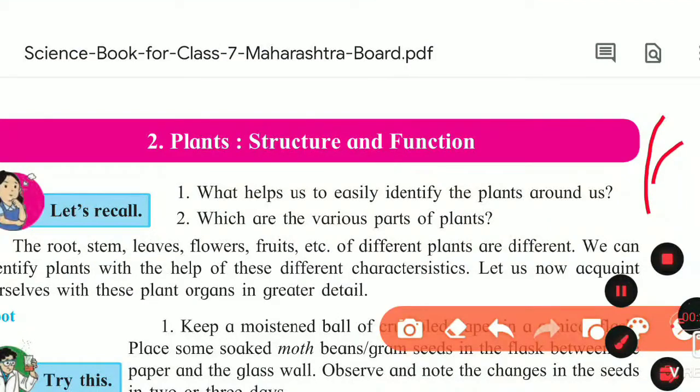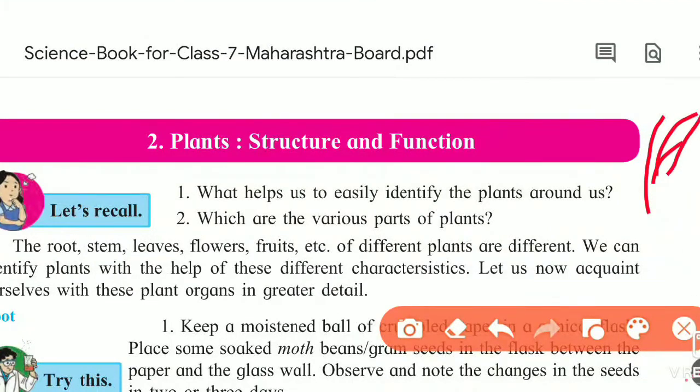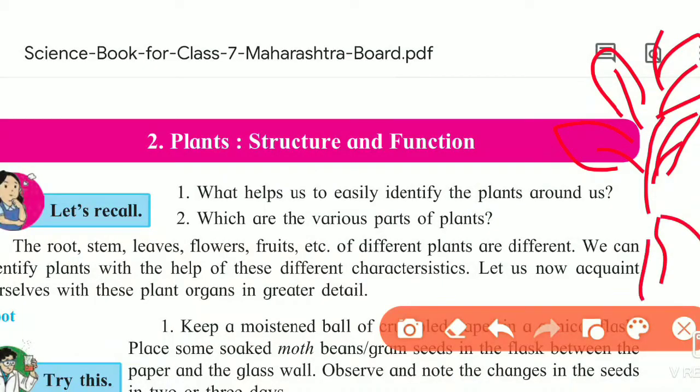The main thing by which we understand a plant is its green color. It has leaves, it has flowers, and then it has roots. From this structure we say it is a living thing, it grows, and it is nothing but a plant. Which are the various parts of plants?